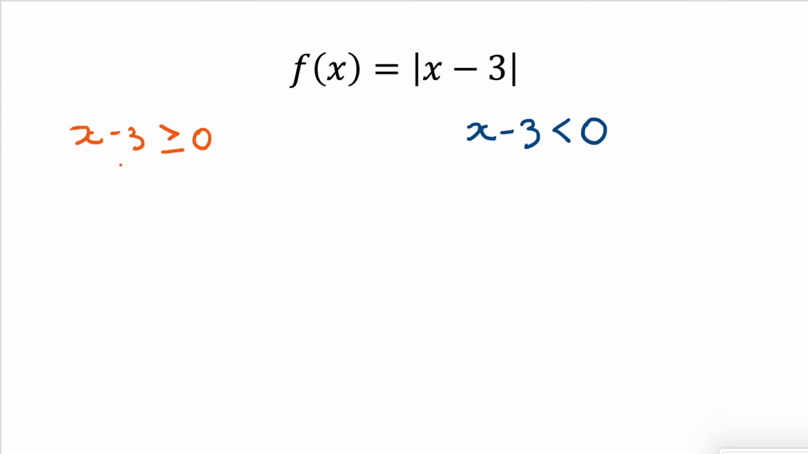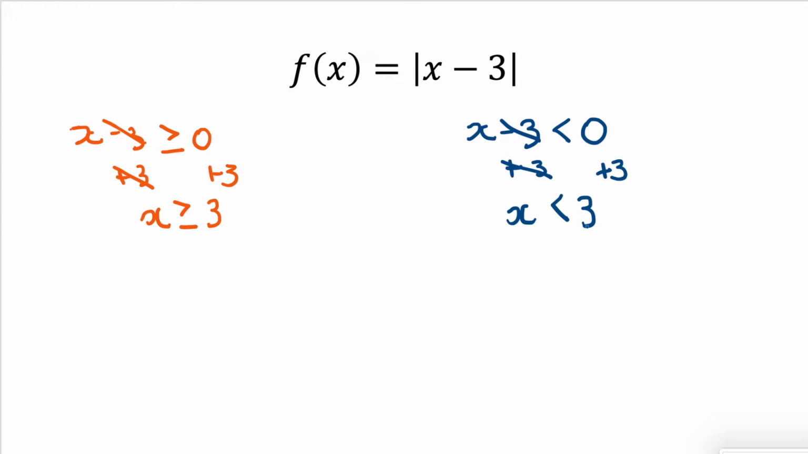To make it look a bit more organized, let's simplify this inequality first. So this is a case when x is greater than or equal to 3. And this is the case, same thing happens here, when x is less than 3. So in this case, we know whatever is inside of the absolute value sign is positive, therefore that can come out from the sign the way it is. So in this case, f of x will be x minus 3.